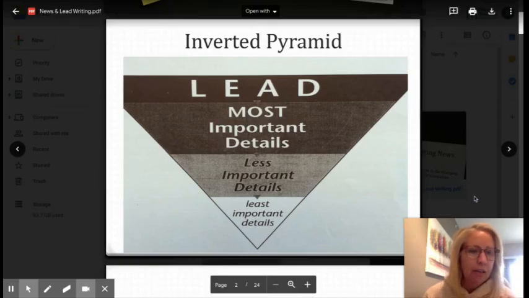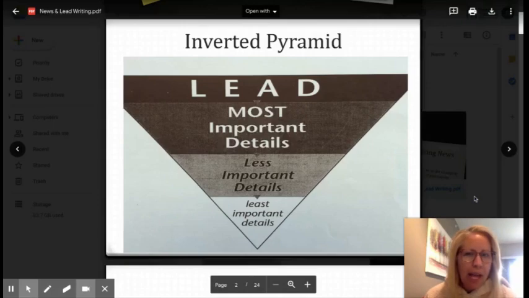So if you look at a lot of the news stories on our Highlander Online website, you'll notice that about them. So the lead is 30 words or less. Whatever most important information you could not fit into the lead then comes in the next paragraph. And then the less important details go to the least important details at the bottom.